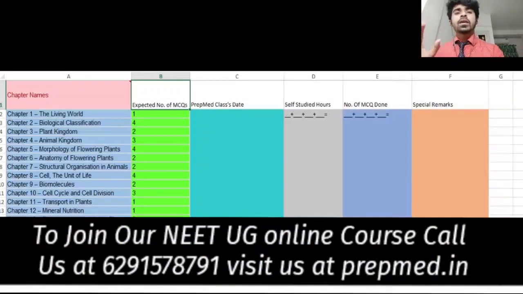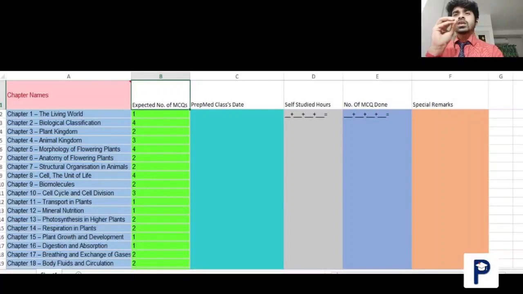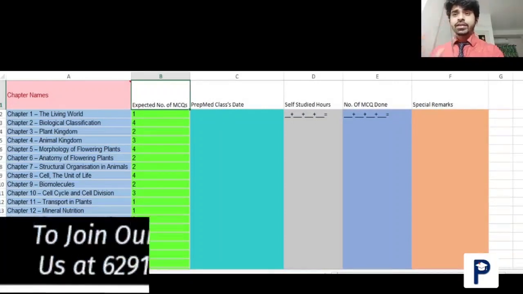It means suppose in our classes we are investing 8 hours. Then what amount of time you are investing outside the class is also important. Suppose you are investing 6 hours of self-study, so write it there.